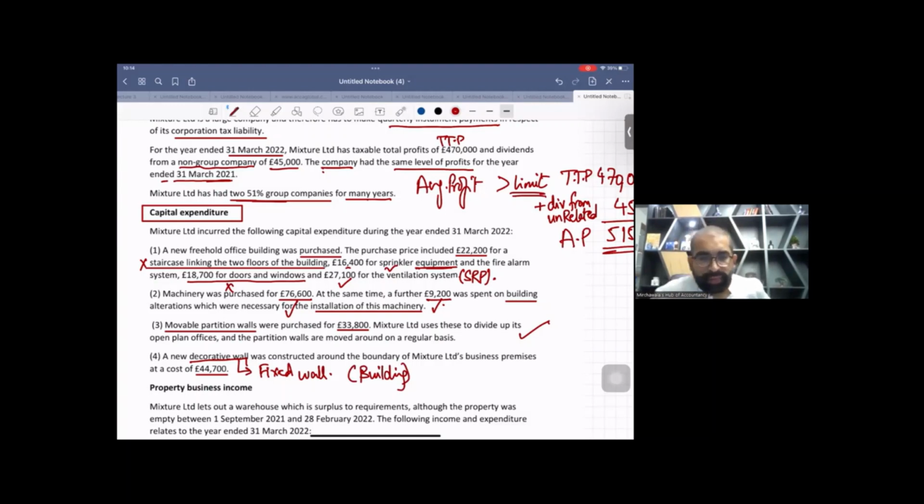So this is again one more 5 marks. No need to calculate capital allowance. You just need to choose which ones are plant and machinery and which ones are not part of plant and machinery. So just take 1 minute to read it again, and then I'll show you the requirement.